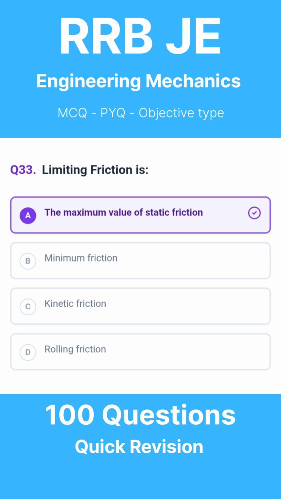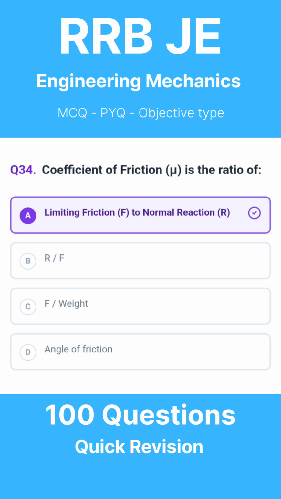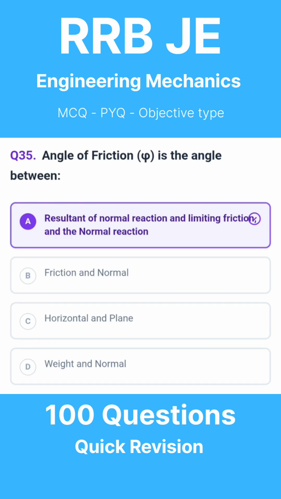Question 33. Limiting friction is. The correct answer is the maximum value of static friction. Question 34. Coefficient of friction mu is the ratio of. The correct answer is limiting friction F to normal reaction R. Question 35. Angle of friction phi is the angle between. The correct answer is the resultant of normal reaction and limiting friction, and the normal reaction.